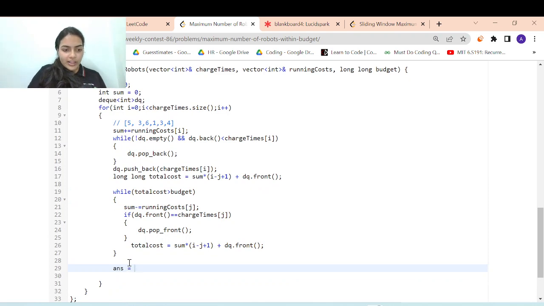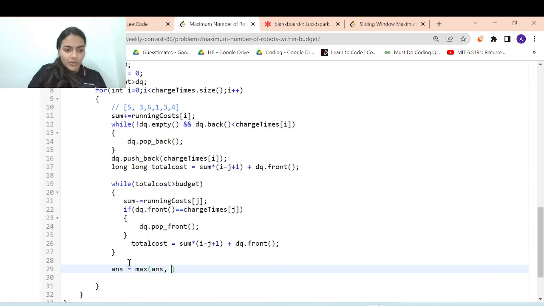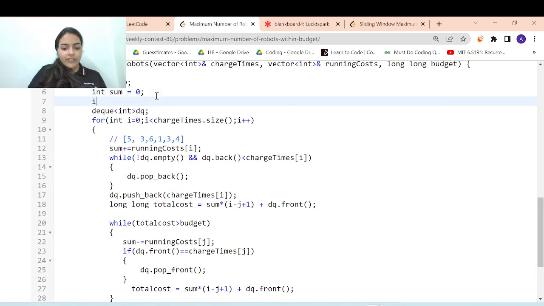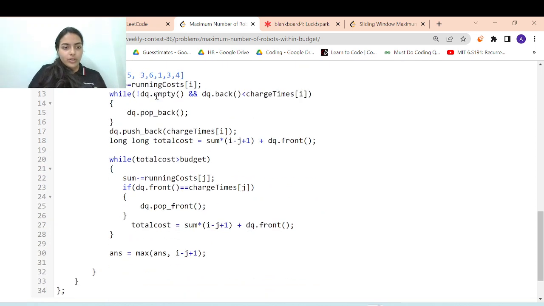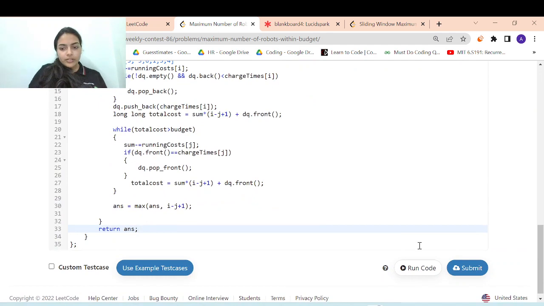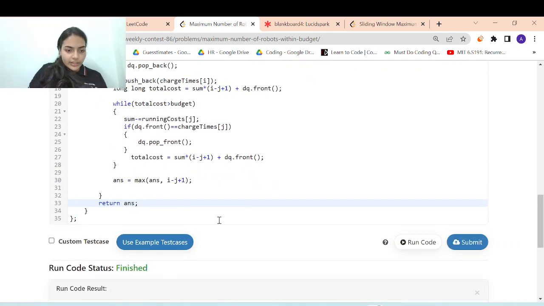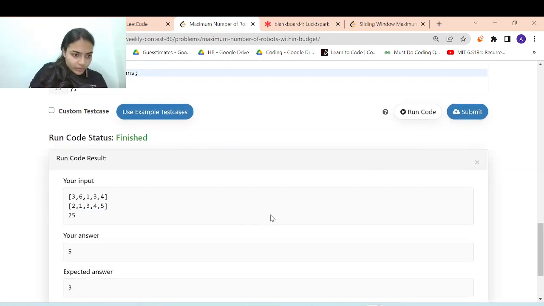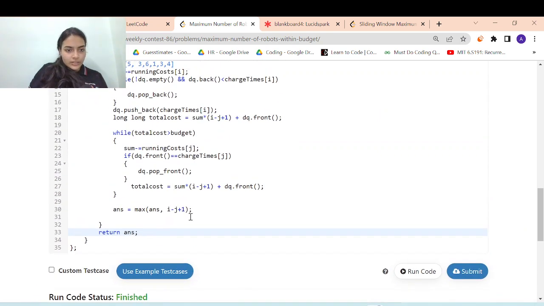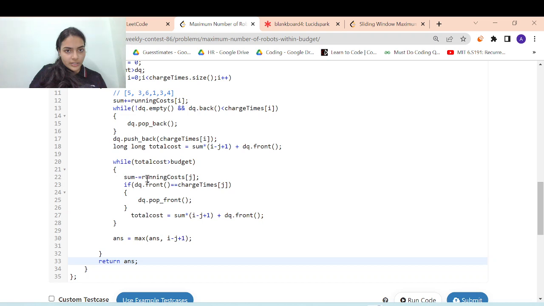So you can check answer. Answer is equal to maximum of answer comma I minus J plus 1, because that is the number of robots that you are picking. So initially I can give answer equal to 0, and now from here I can return answer. Hopefully this should work. Let us run it. Your answer is 5 but expected answer is 3. Let us see what we have done wrong.